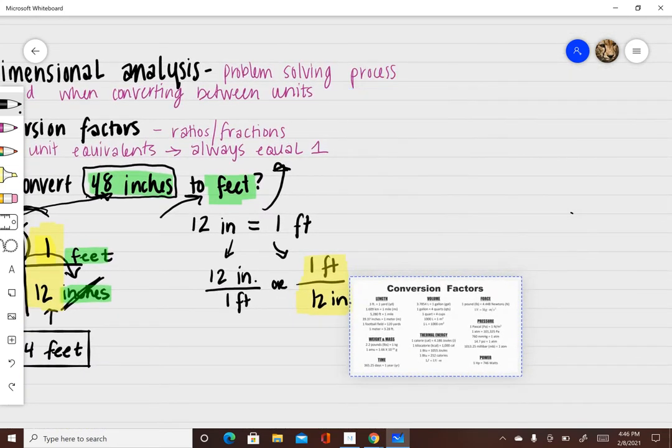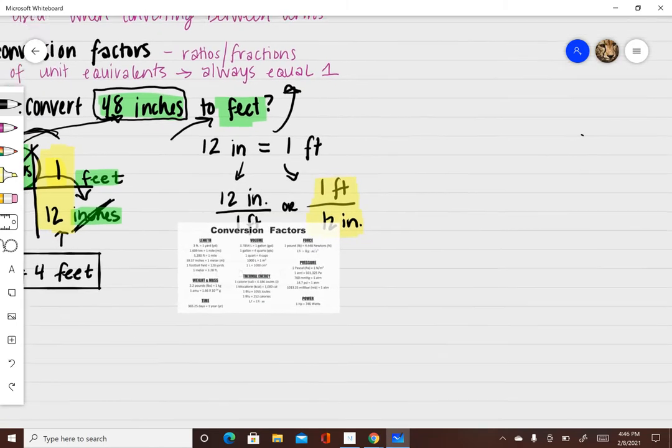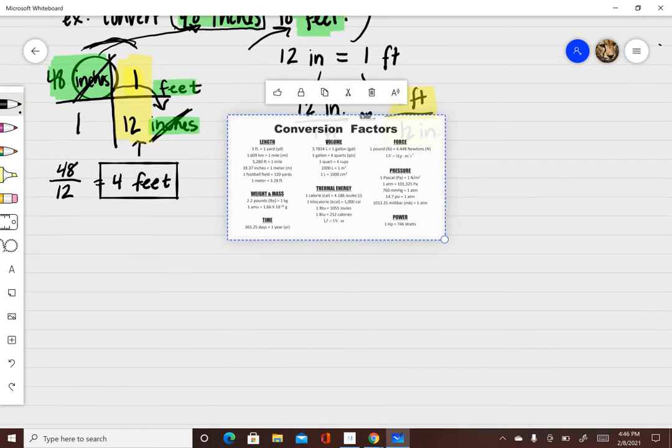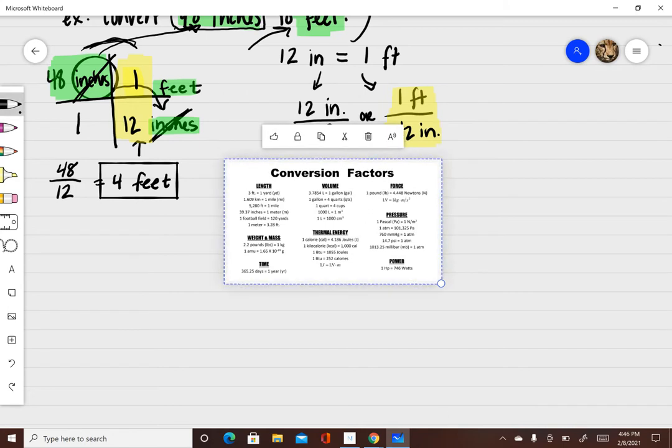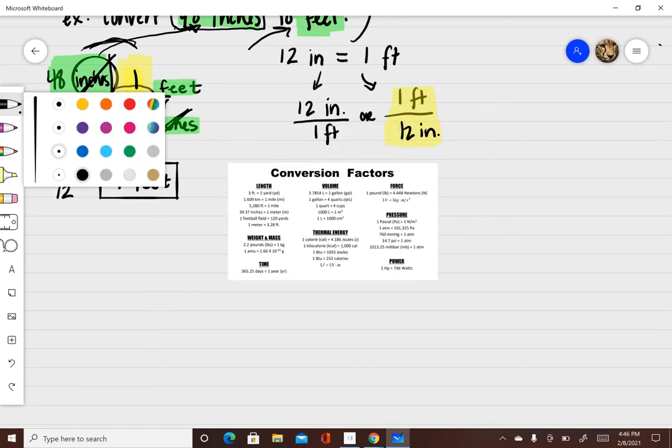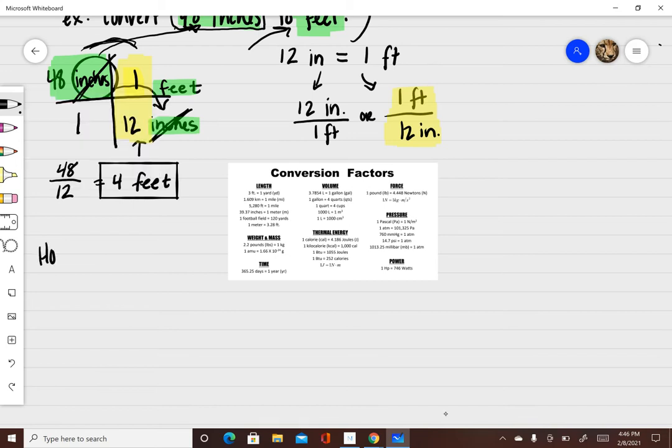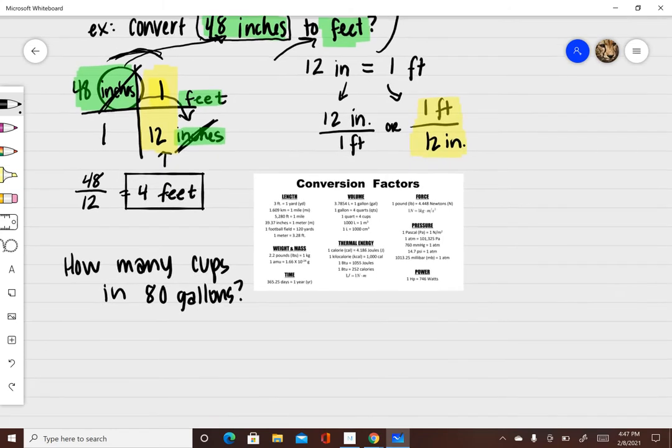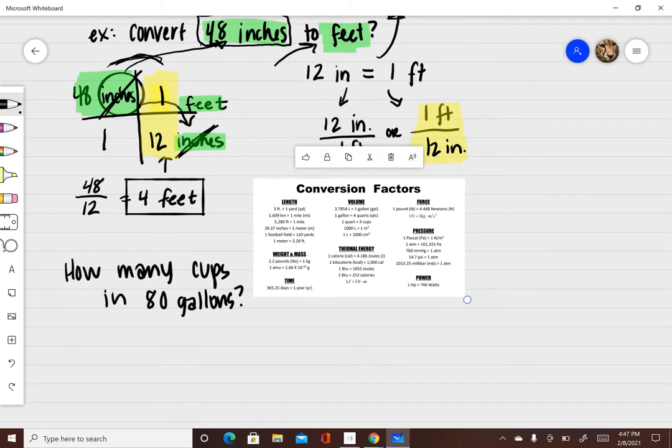I'm going to drag this down here below for our next problem. Our next problem is going to involve maybe a couple of different steps. So this time I'm going to say, how many cups in 80 gallons? Again, I want to be able to use dimensional analysis and use my conversion factors.